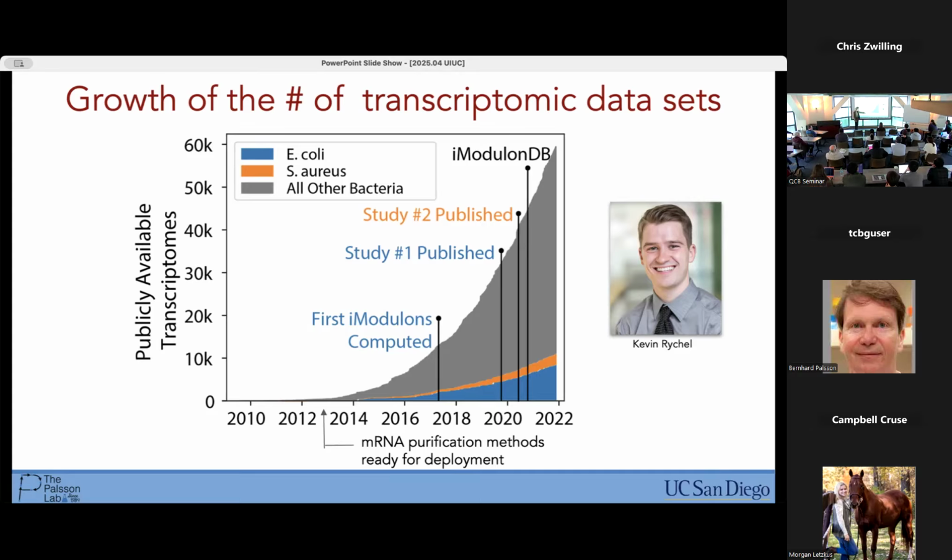So if you draw this curve here for genomes, it starts shooting up, but transcriptomes didn't start to accumulate until 2013. I'm talking about bacterial transcriptomes, because their mRNA doesn't have a poly-A tail you can grab on, so you have to develop other mRNA purification methods. And once those were in place, this just grew exponentially.